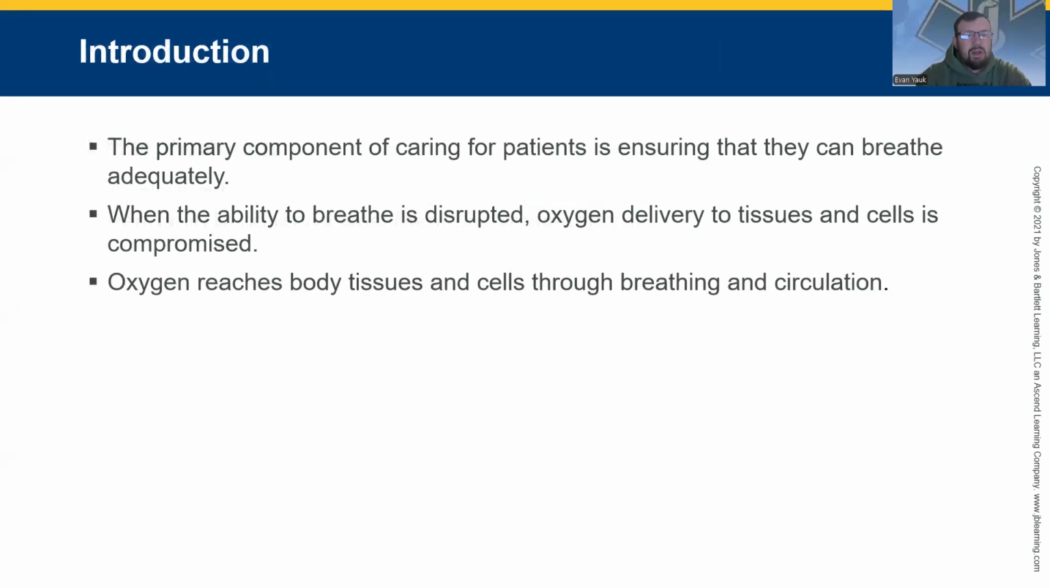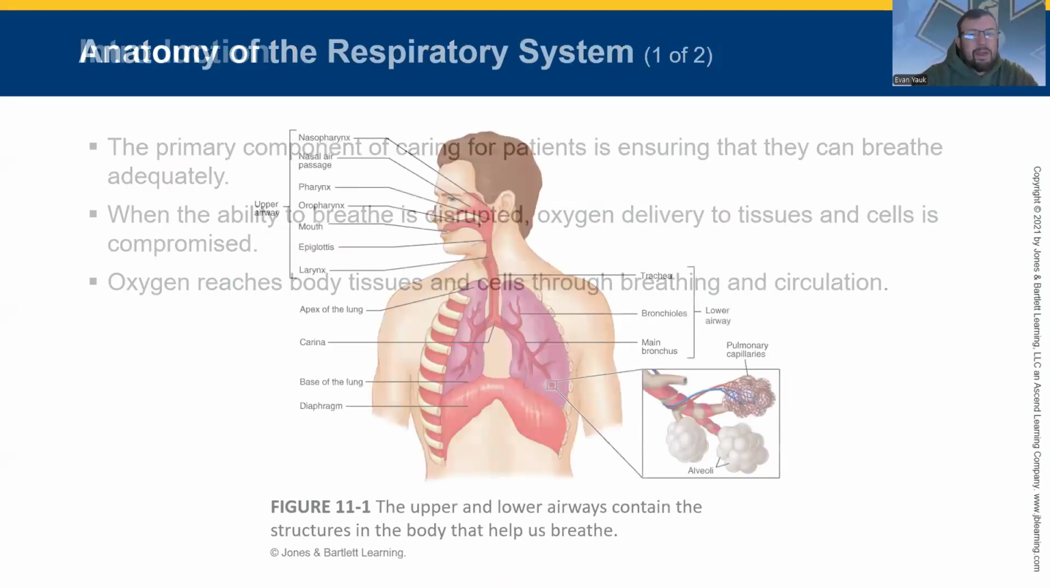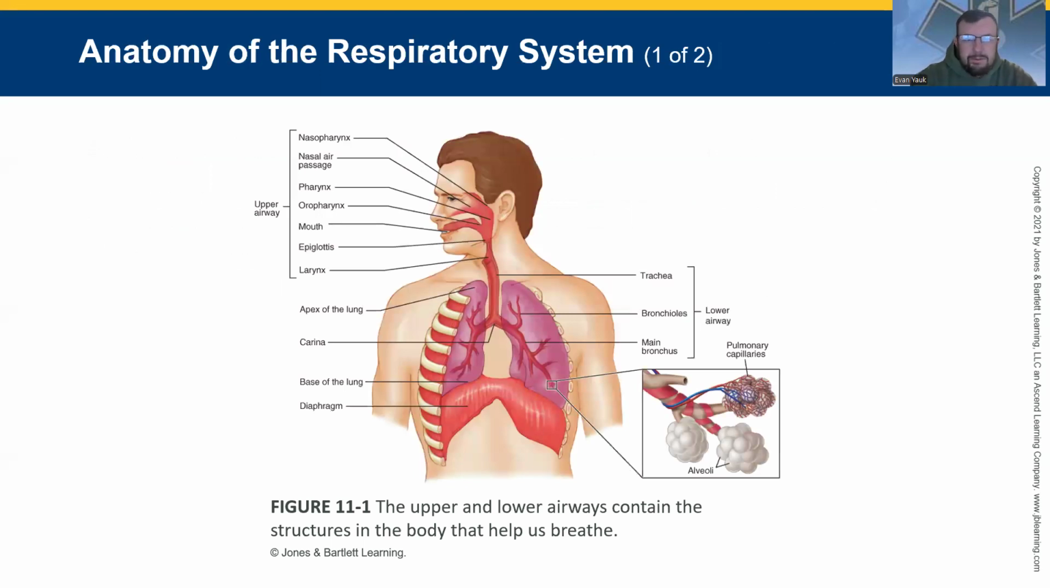So, the primary component of caring for a patient is ensuring that they can breathe adequately. When the ability to breathe is disrupted, oxygen delivery to the tissue and cell is compromised. Oxygen reaches body tissue and cells through breathing and circulation. Remember that cardiac and respiratory, they're married, they're together. One messes up, the other one's going to mess up. So we've already gone over a lot of this.